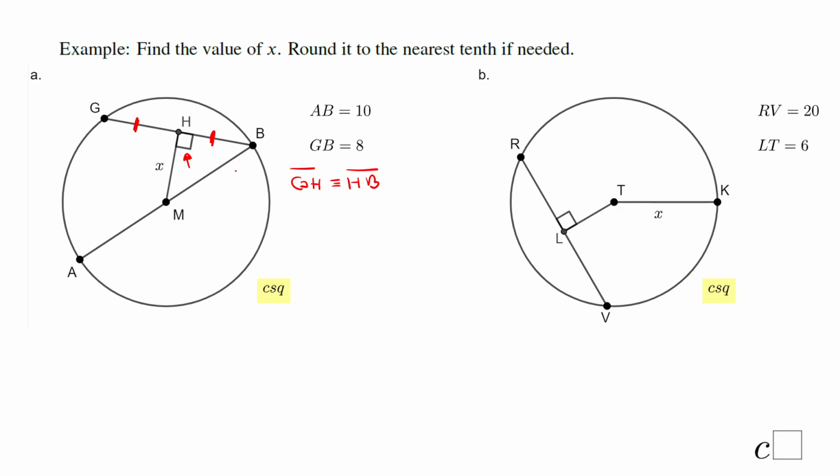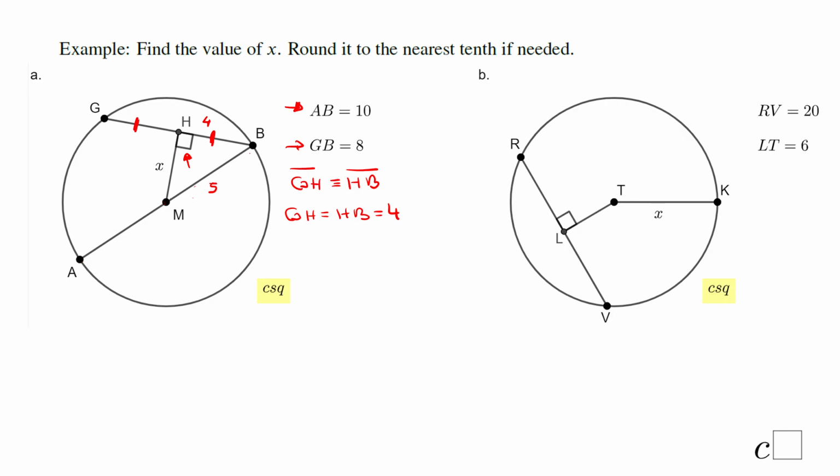And since GB is 8, that means either one, GH or HB, both of them in fact, are half of that, 4. One more time, MH bisects segment GB because it's perpendicular to that chord. So now also we can find out how much MB is. Let me put that 4 here. MB is the radius, and it's going to be half of this diameter of 10. It's going to be just 5.